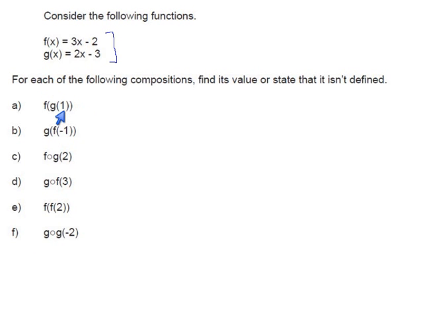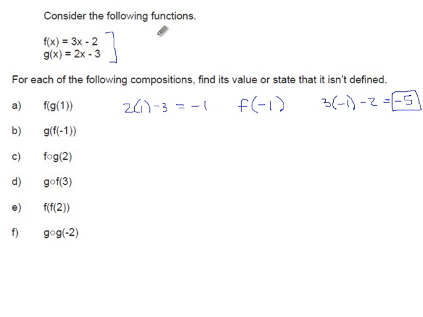Remember from before, the order of this is take x equals 1, plug it into g, take the result, plug it into f. So we'll do those one by one. If you take 1 and put it into g, you get 2 times 1 minus 3, which is negative 1. So now we have f of what turned out to be simply negative 1. Now we plug that into function f, and we get 3 times negative 1 minus 2, which is negative 5. So that's our end result.